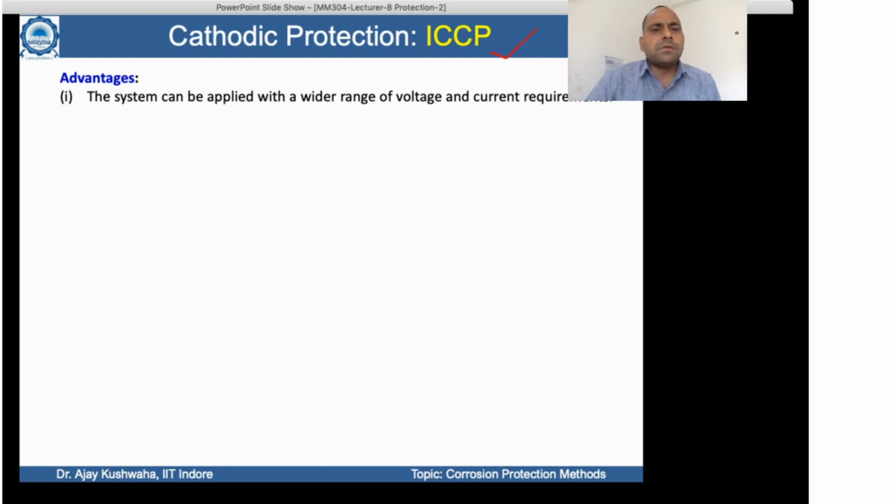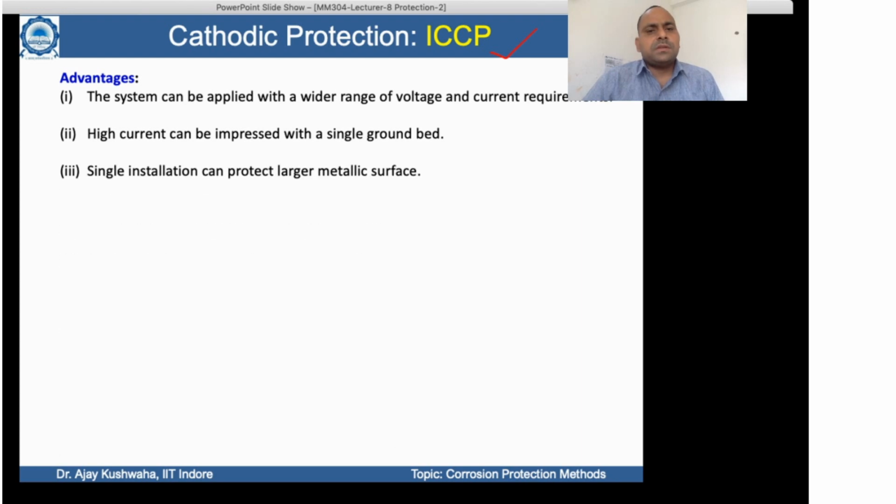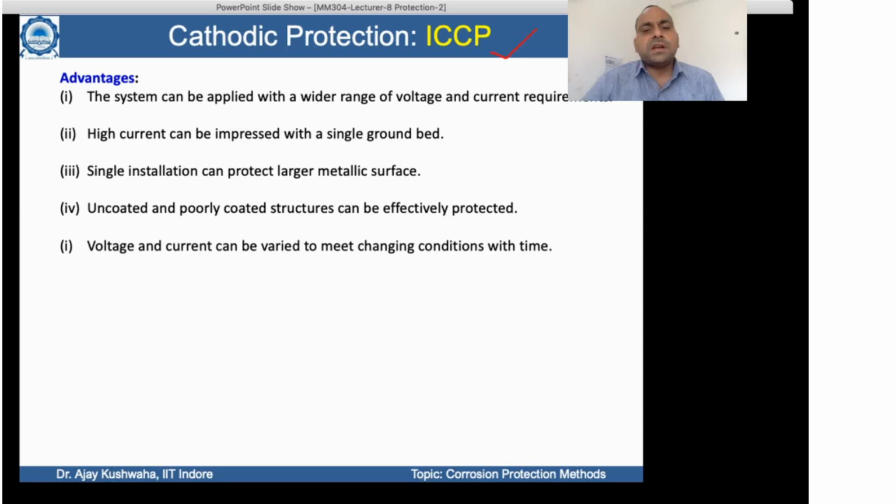The first advantage is that the system can be applied with a wide range of voltage and current requirements. So of course, there is a better chance. High current can be impressed with a single ground bed, only one sacrificial anode, and then we can apply a very high current. A single installation can protect a large metallic surface. Uncoated and poorly coated structures can be effectively protected by using ICCP. Voltage and current can be varied to meet changing conditions with time.